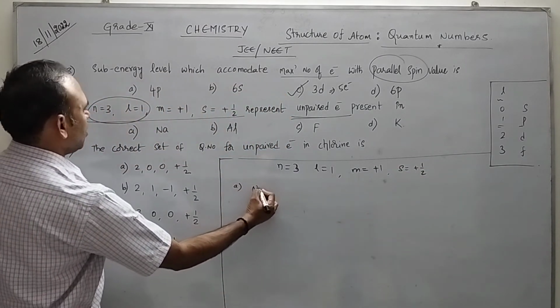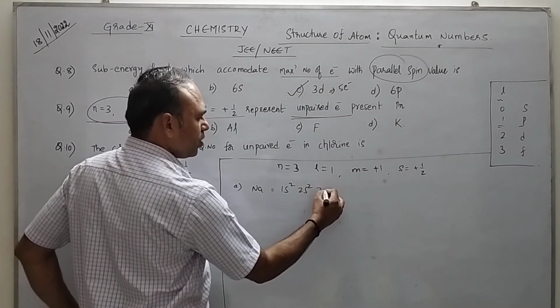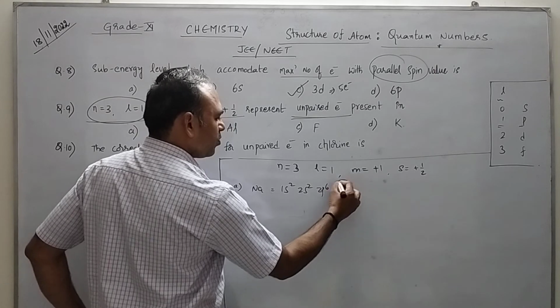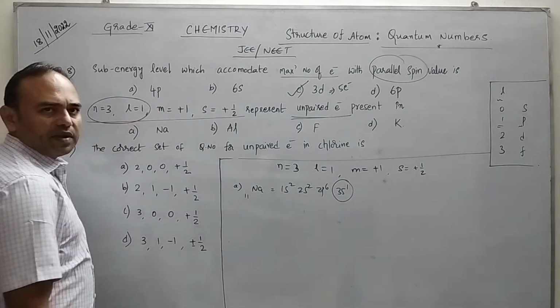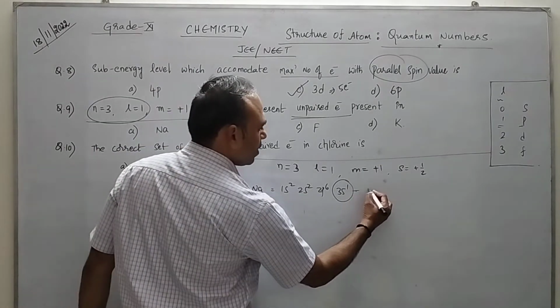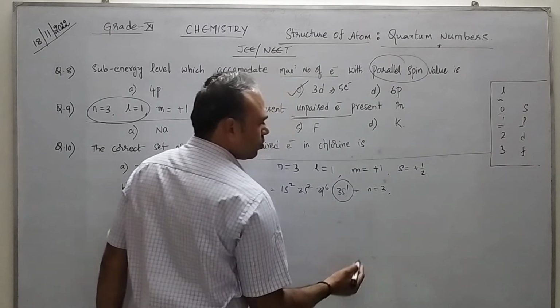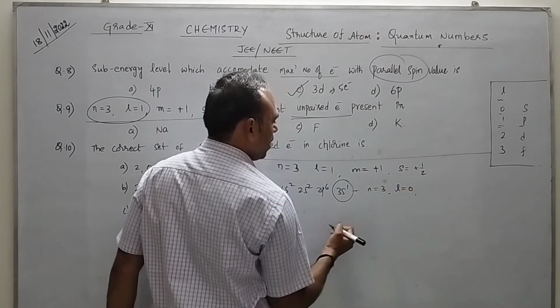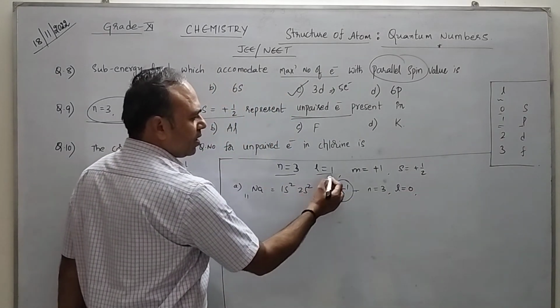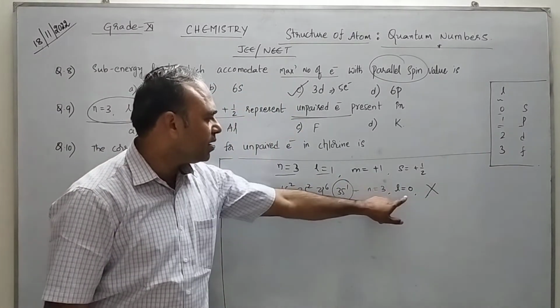Option A is sodium. You know that sodium is 1s2, 2s2, 2p6 and 3s1, with atomic number 11. Now it is 3s1. For this, n is equal to 3, and l, you know the value, is nothing but 0. So it is 3 and 0. So this is wrong, because it should be 1, here it is 0.